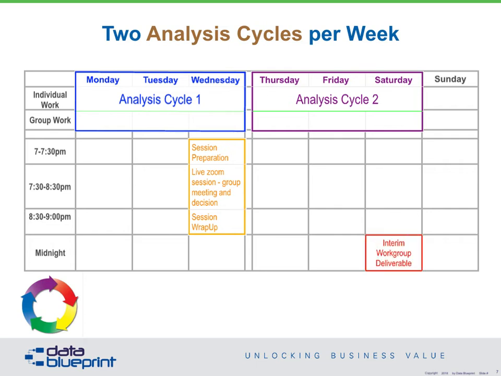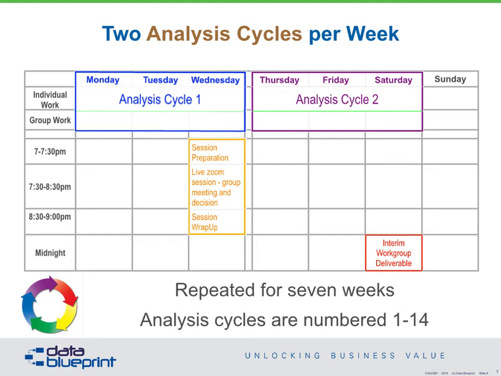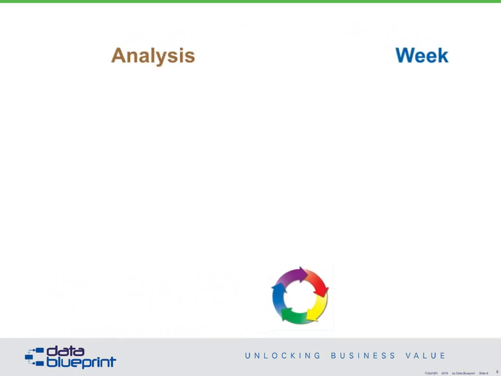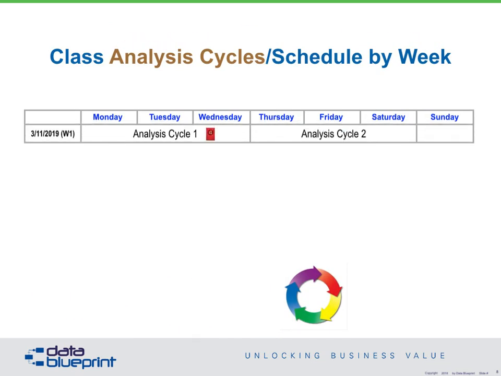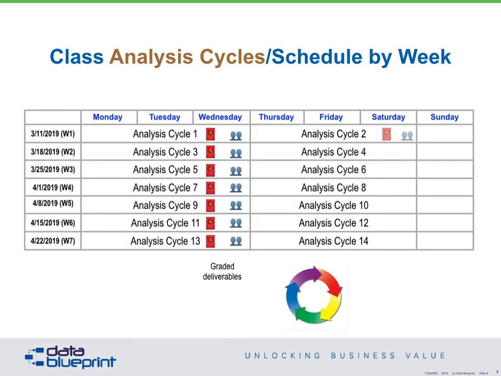There will be an interim work group deliverable at midnight on Saturday night. This will repeat for 7 weeks, and the analysis cycles are clearly numbered 1 through 14. So we can look at all the analysis cycles here and say analysis 1 and deliverable 1 will be the individual deliverable and group deliverable done by Wednesday 7 p.m. Analysis cycle number 2 will then run Thursday through Friday and come up with interim deliverables at that point. Again, all the rest of the cycles' deliverables, these will be the graded ones. These will be the interim deliverables here, where they'll be helpful but not graded for everybody.